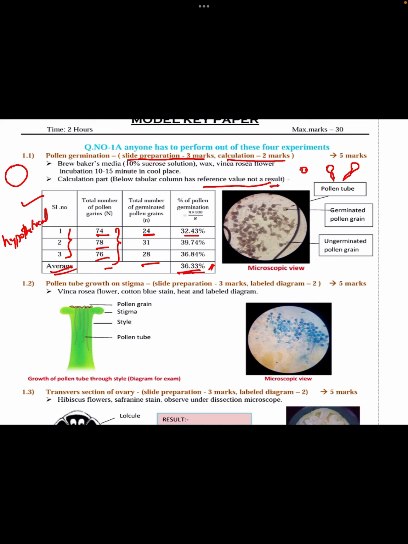If you get the question on pollen tube growth on stigma for question number A in the lottery system, then for the slide preparation you will be having 3 marks, and for the label diagram you will be having 2 marks. So the total is 5 marks.